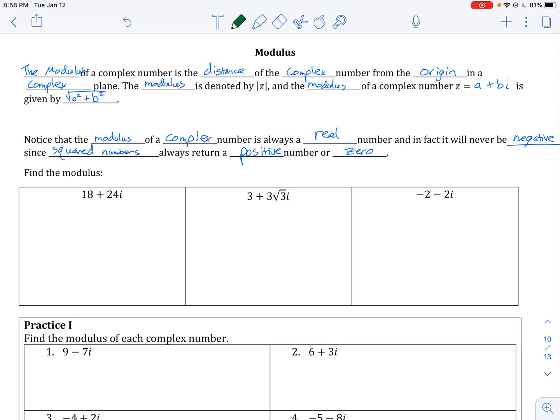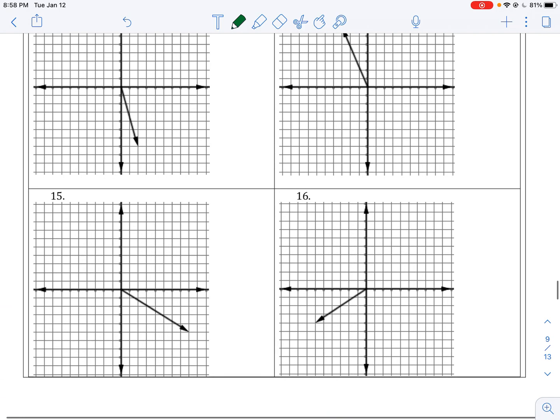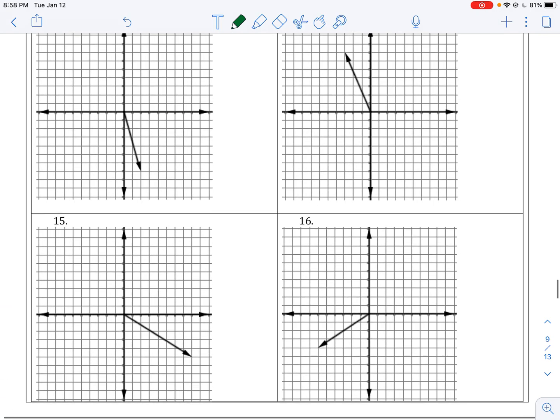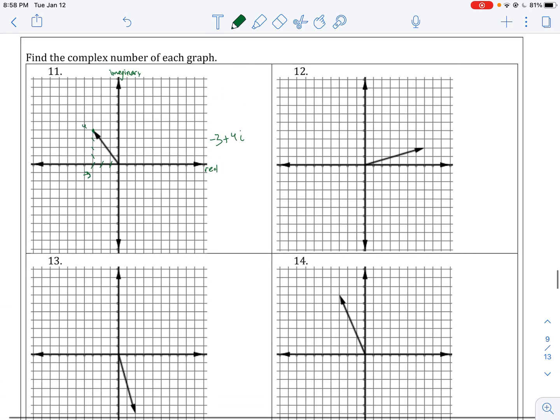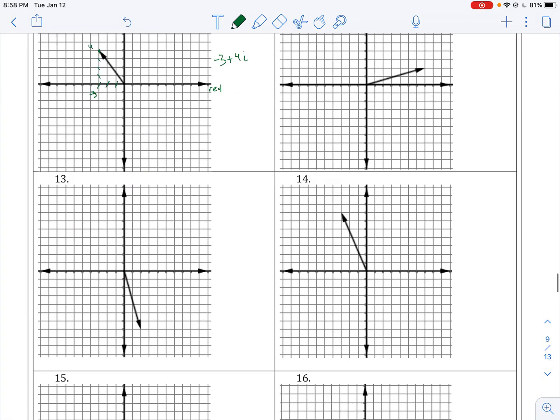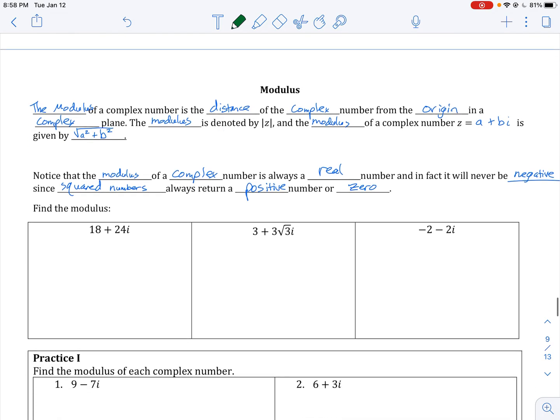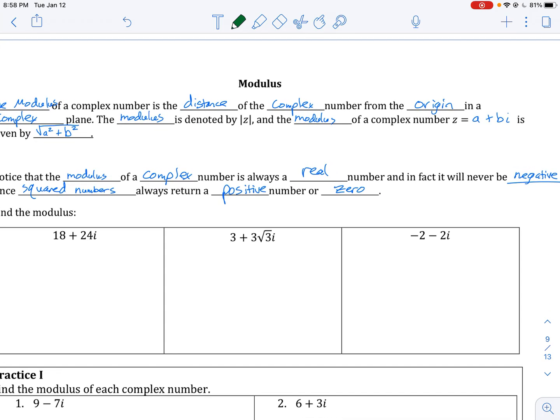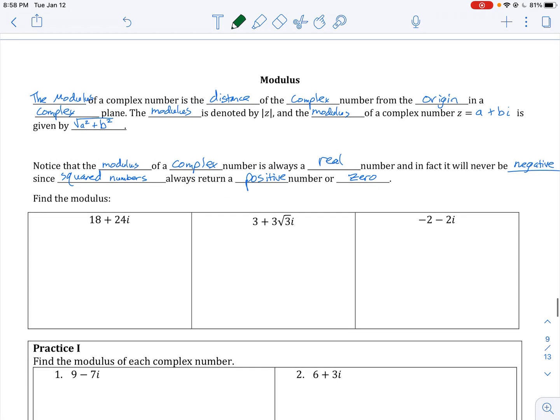All right, our second lesson for today is about modulus. So now that you've done some graphing of complex numbers, and you can look at a graph and say, okay, the complex number is this, what's going on with this part is you have to get the modulus, which is just a fancy way of saying what's that distance from 0, 0? It's just the distance of that complex number from the origin.